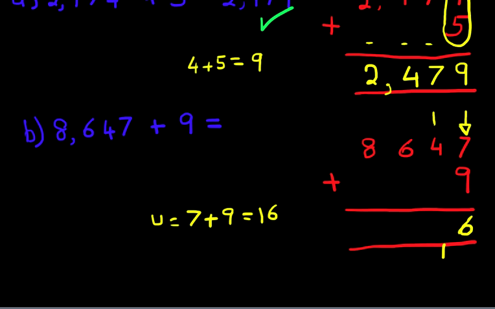We've added the units. We're now going to add the tens column. We put a T over here. What do we have in the tens column? We've got a 4 plus, there's nothing else to add over here, but we do have the 1 over here. So we'll just put down 4 plus 1. The answer is 5.